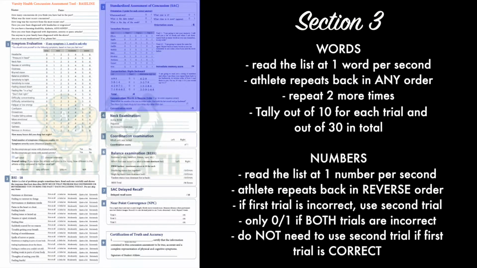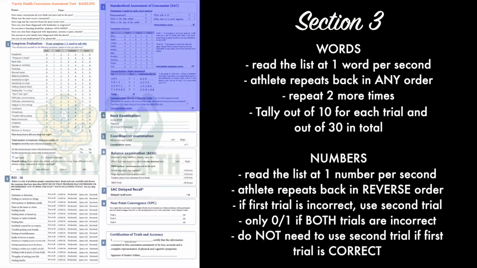If the athlete gets the second string correct, they still receive 1 point. If they get both strings incorrect, they do not receive a point. If the athlete gets both strings wrong, you still move on to the next string length. Once you reach the end of the 6-digit strings, tabulate their score out of 4.